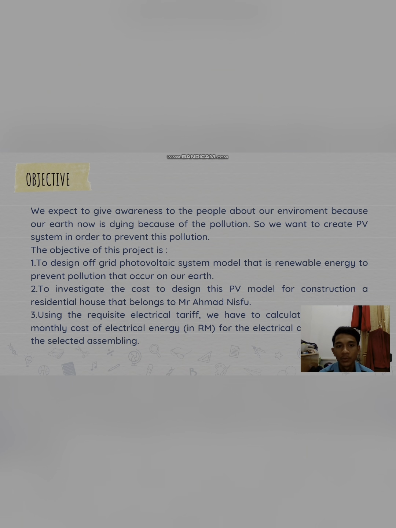Next is the objective. We expect to give people awareness about our environment, because our earth is dying because of pollution. The objective of this project is to design an off-grid PV system model that uses renewable energy, because we want to prevent pollution on our earth. Second, we need to investigate the cost to design this PV model for the construction of the residential house belonging to Mr. Manispu. Lastly, using the requisite electrical tariff, we have to calculate the average monthly cost of electrical energy for the electrical arrangement of the selected building.